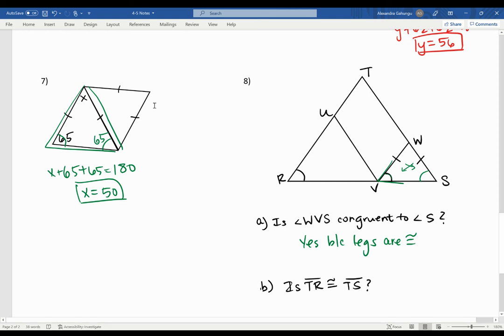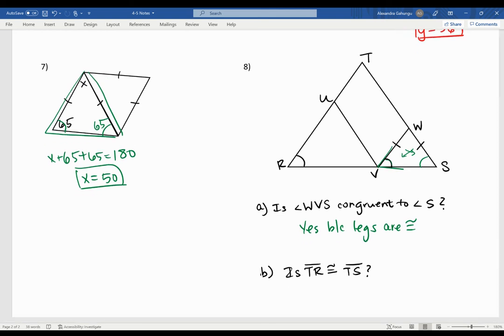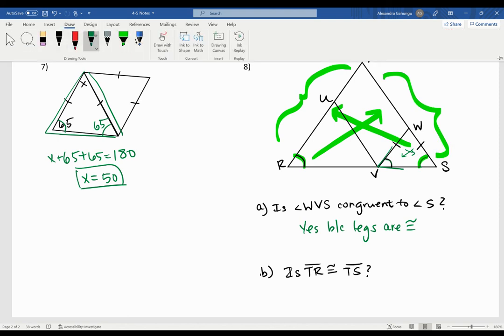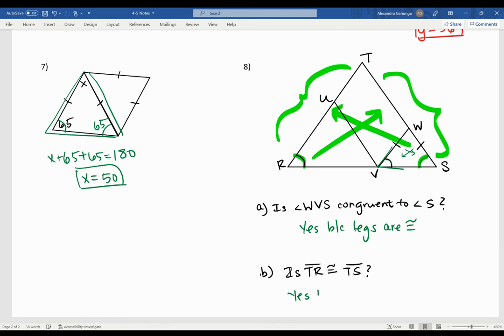Is segment TR congruent to segment TS? Okay. Now, they didn't give us any values, but they did give us that the base angles are congruent. So then the sides of the big triangle, because these are the base angles of the big triangle, are also going to be congruent. So we had to go into the small triangles first and then go to the big one. So yes, because the base angles are congruent. And that's it.